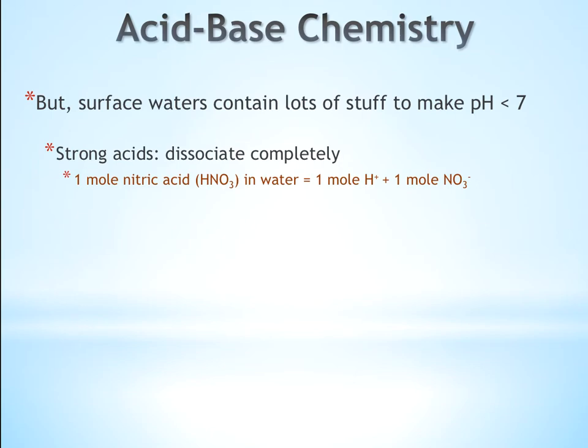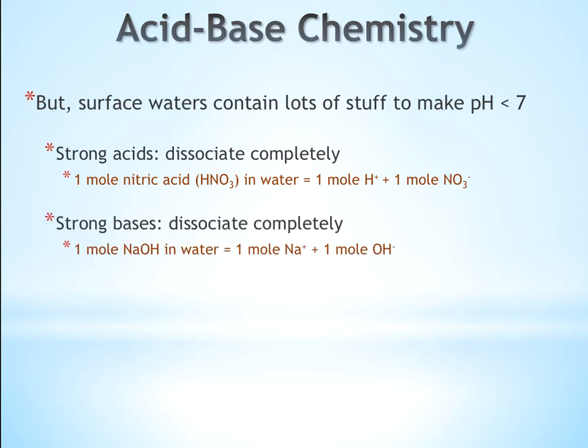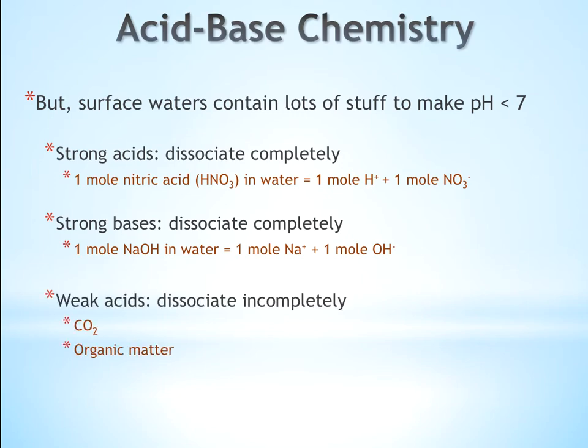Okay, so there are different classes of acids and bases. There are strong acids, which dissociate completely, so that 1 mole of nitric acid in water dissociates into 1 mole of hydrogen and 1 mole of nitrate. And we have strong bases that do the same thing. So 1 mole of NaOH in water dissociates into 1 mole of sodium and 1 mole of hydroxyl. Weak acids and weak bases dissociate incompletely, and two of the most important weak acids are carbon dioxide and organic matter.